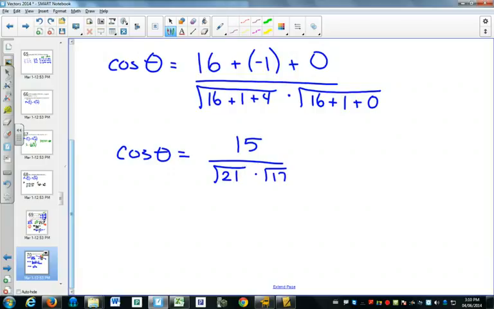Go to our calculator. Cos inverse of 15 divided by... First of all, since cos of theta is a positive number, we knew it was going to be between 0 and 90 degrees. And when we did cos inverse, we get the angle to be 37.51 degrees.